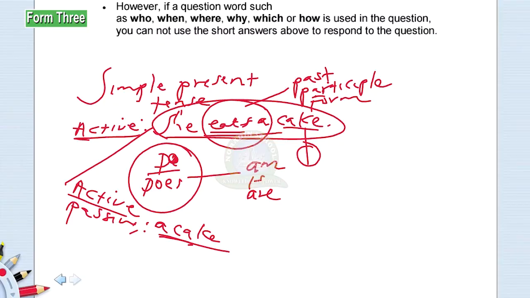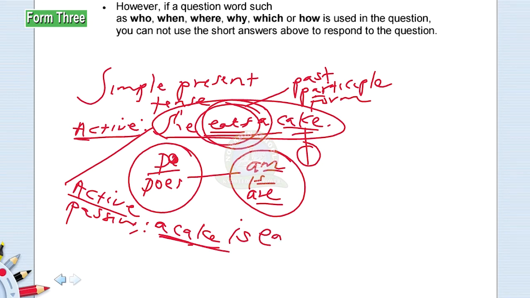So the object of your active voice becomes the subject of your passive voice. So, a cake is. Because in simple present tense in passive, we use am, is, and are. Okay? So ask yourself, is a cake singular or plural? We take a cake as singular. So I said, a cake is. And in passive voice, all verbs must be past participle. So you say what? A cake is eaten.